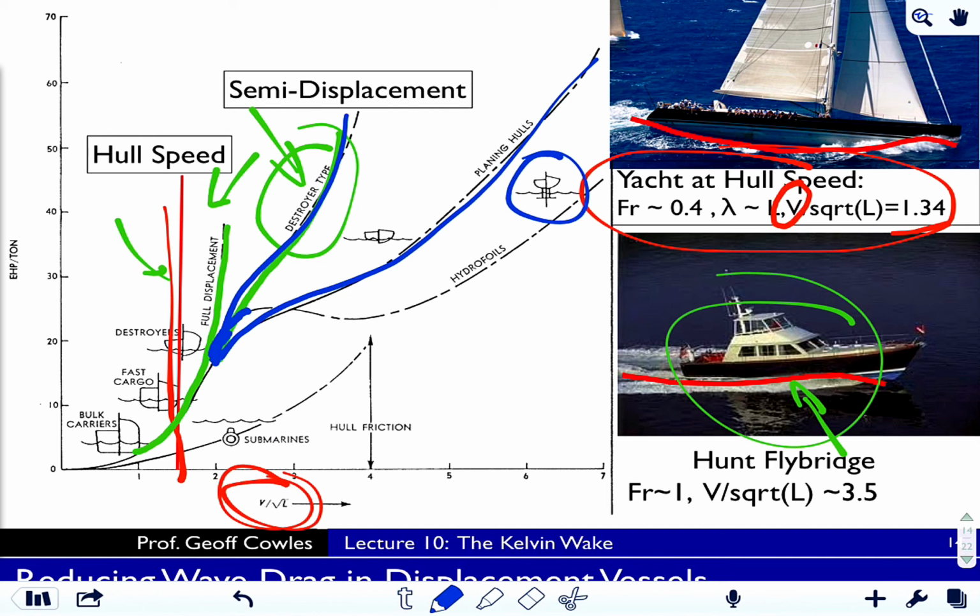you're in a steep part of the resistance curve, then it starts to foil because you're going fast enough. You need speed to create lift. And then you actually go through a regime where you have less drag. So it's a non-monotonic resistance curve due to that foiling.